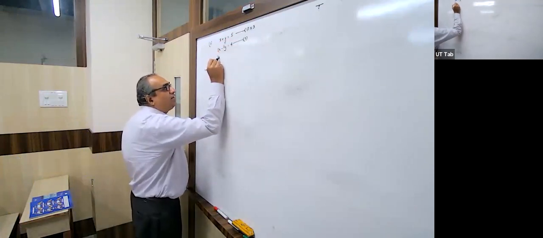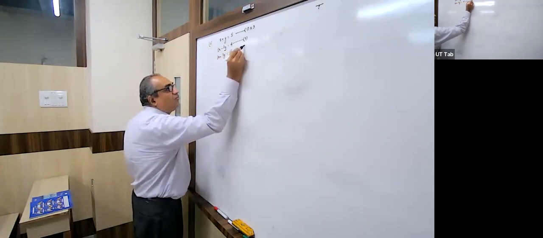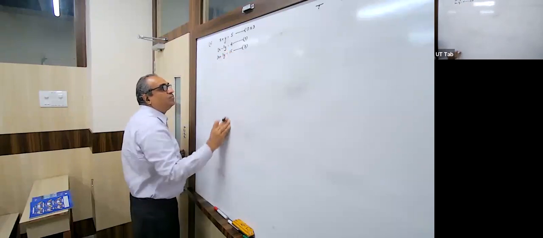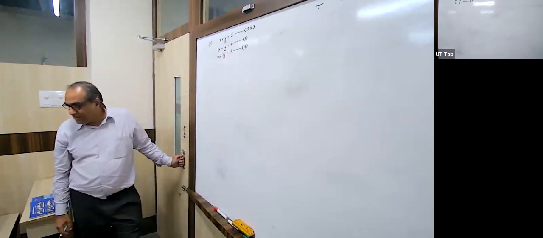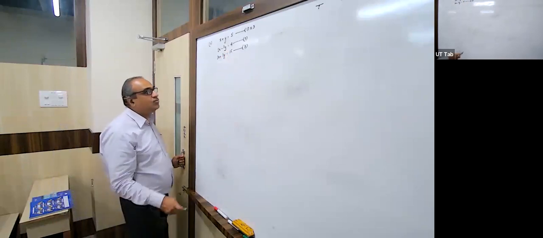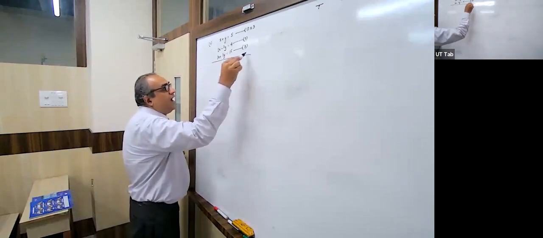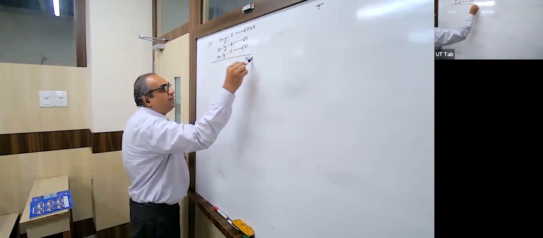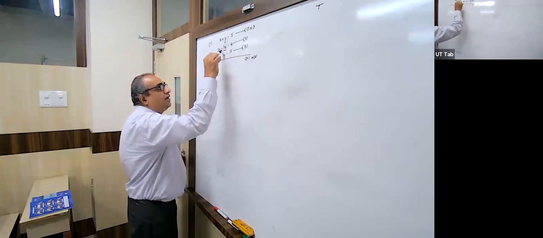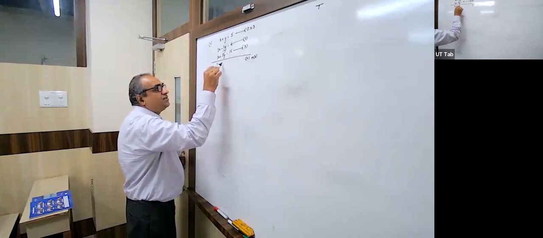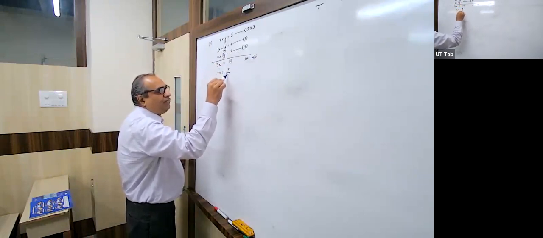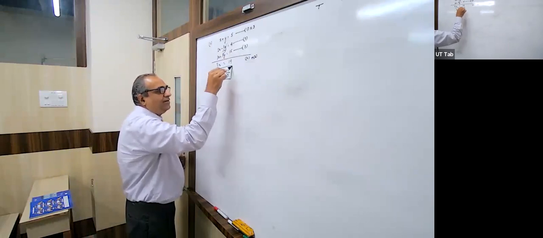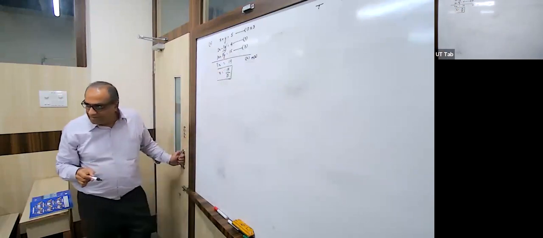So what do I get? 3x plus 3y is equal to 15. Yes or no? Did you get this or not? Yes or no? Adding equations 2 and 3: 5x is 19, x is 19 by 5. Did you get this or not? Right?